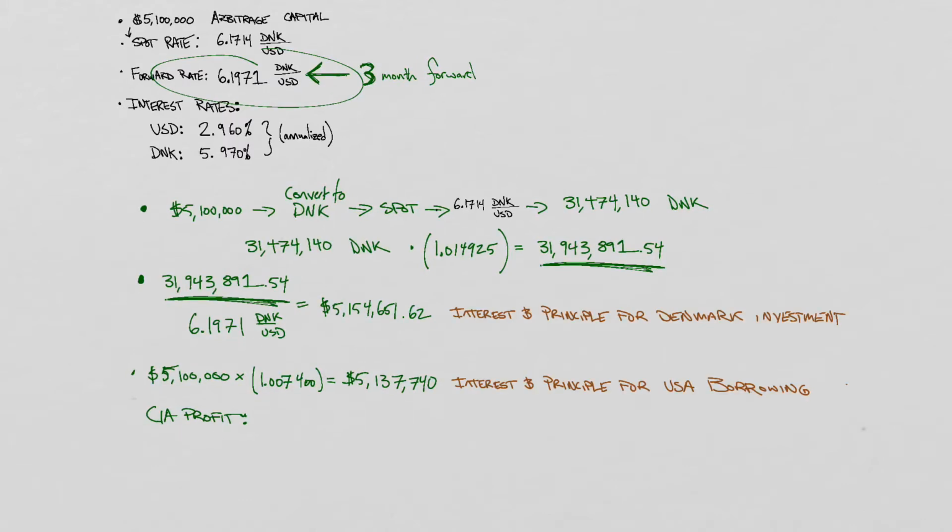And the net result, the profit of this strategy, once it's said and done, is the revenue that we received when taking our money and investing it in Denmark, minus the amount of money that we have to pay back, as well as the interest accrued from that, giving us a net result of $16,911 in profit. That doesn't sound like a lot relative to the size of our investment, the $5.1 million.